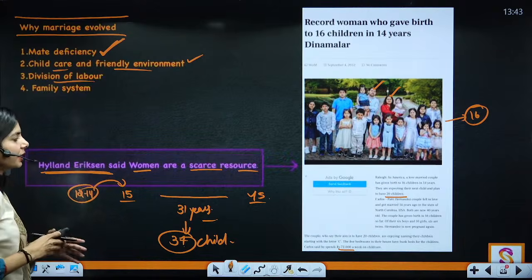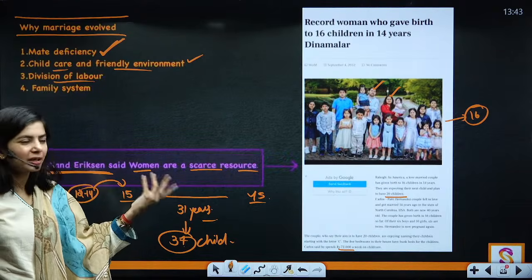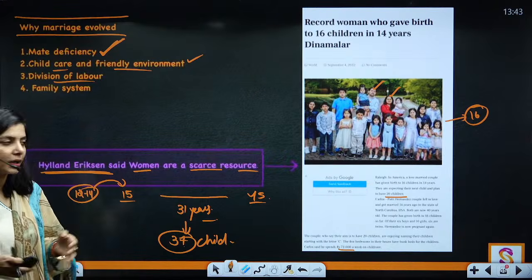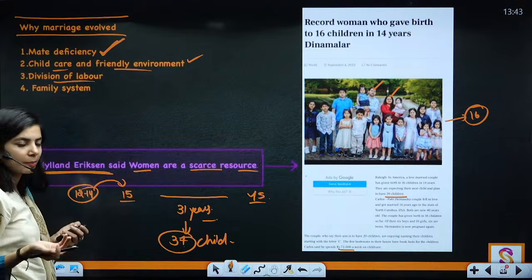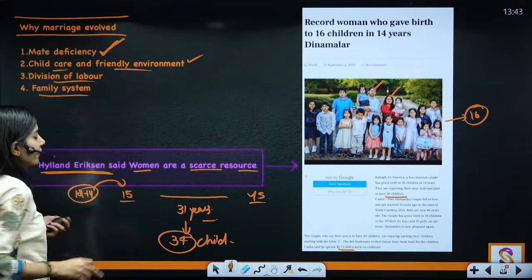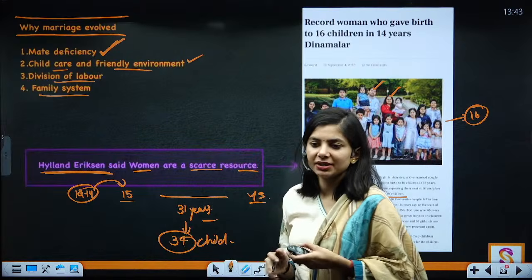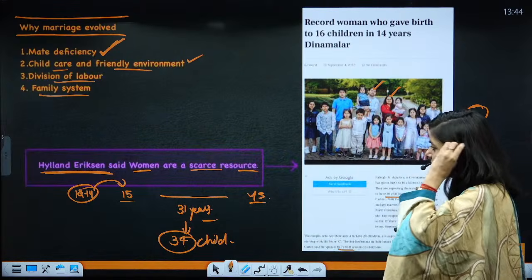Division of labor, where male or female, among both, they can provide the money or they can provide the type of work, like for example the household-based work. Next we are having the family system. So this is what we are having in terms of a family system. I hope you can understand it clearly.